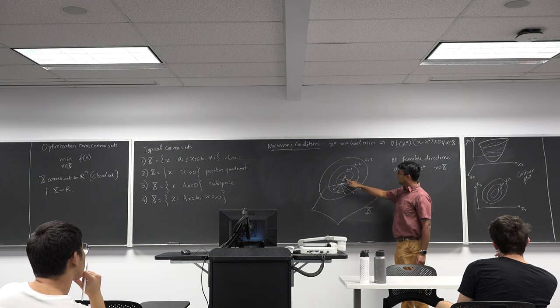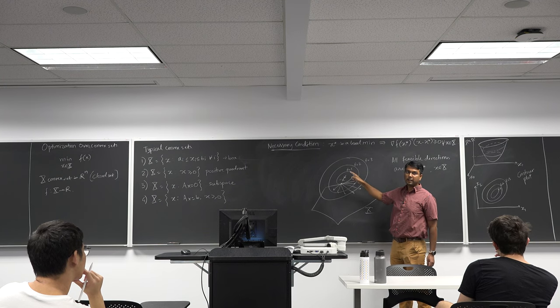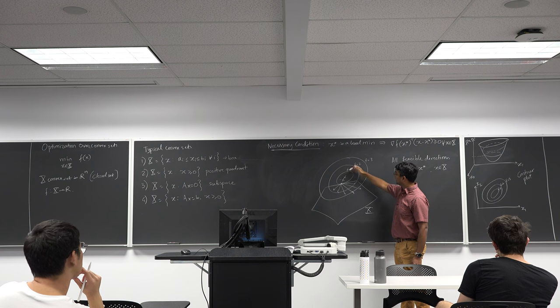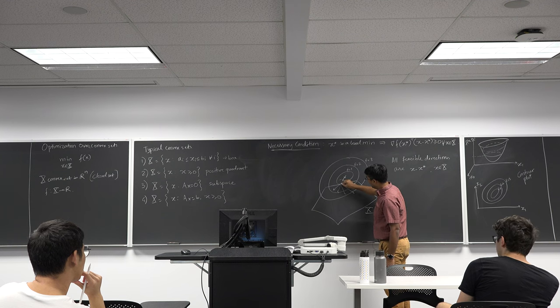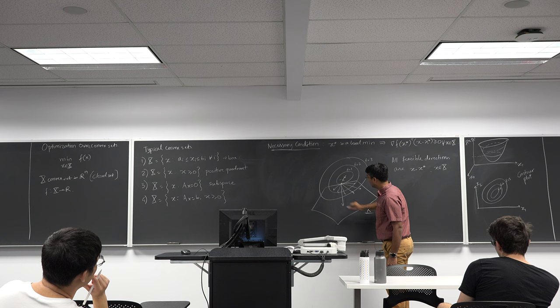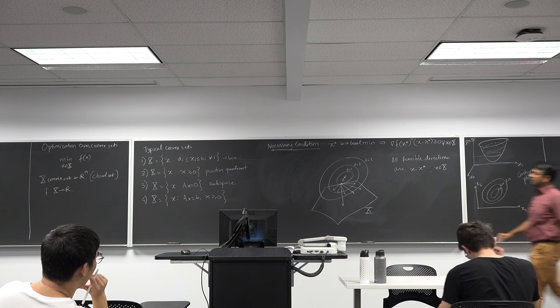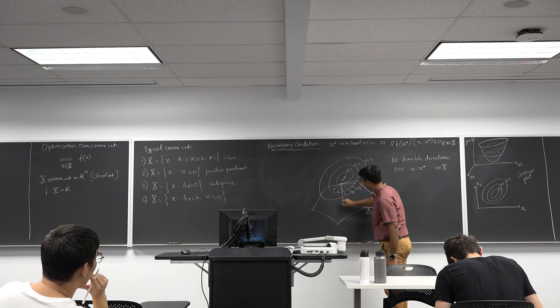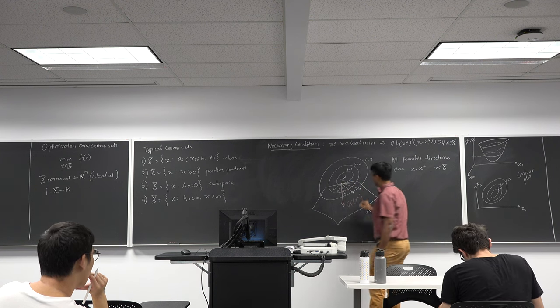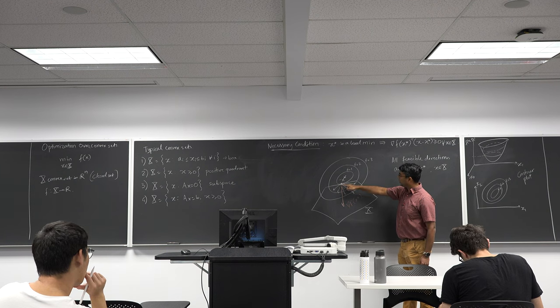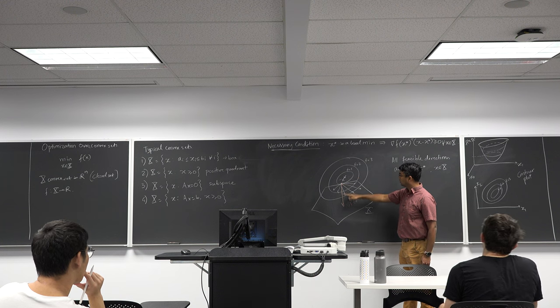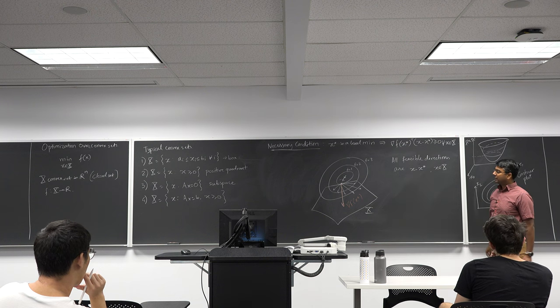When you're standing at x star, you have to look at in which direction the function value is increasing. If you look at it, the function value is increasing moving outward of this particular contour. So essentially, the function will be increasing in this direction. This direction is my gradient of f at x star. The reason is the gradient will always be pointing towards the direction where the value of the function is increasing. I'm going from the f equals 1 contour to the f equals 2 contour to the f equals 3 contour. So that's the gradient.